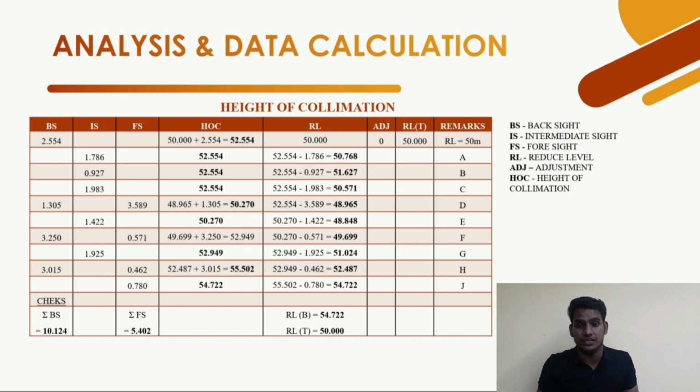The first value is 50, as we can see from the question. The next is 50.768 for point A, 51.627 for point B, 50.571 for point C, 48.965 for point D, 48.848 for point E, 49.699 for point F, 51.024 for point G, 52.487 for point H, and last 54.722 for point J.